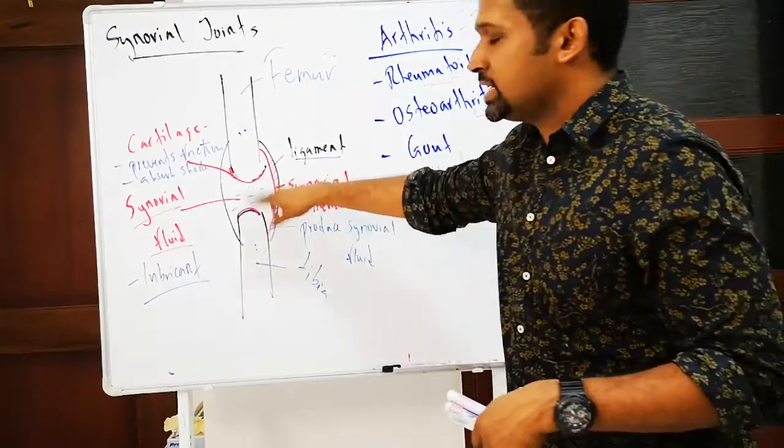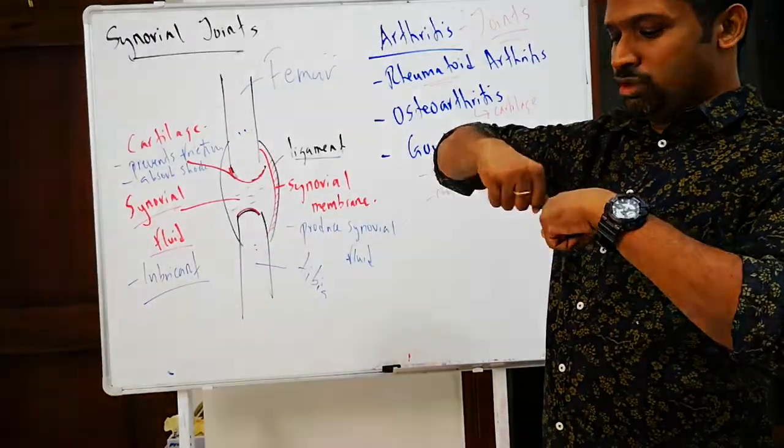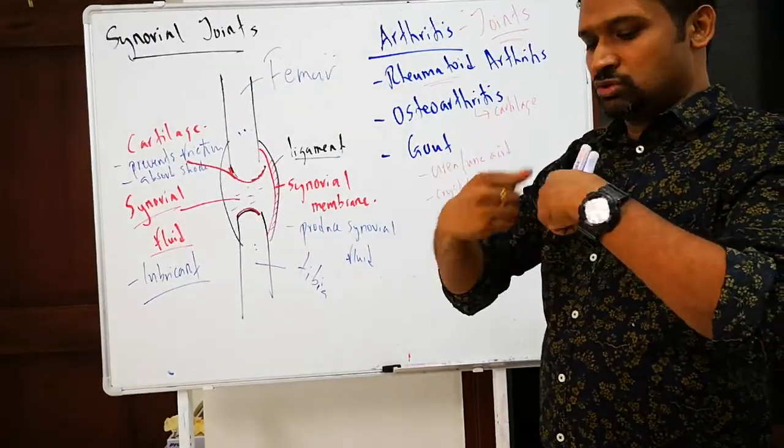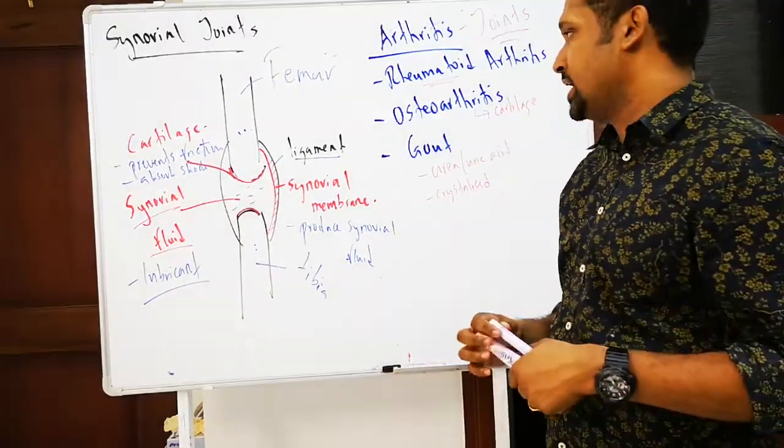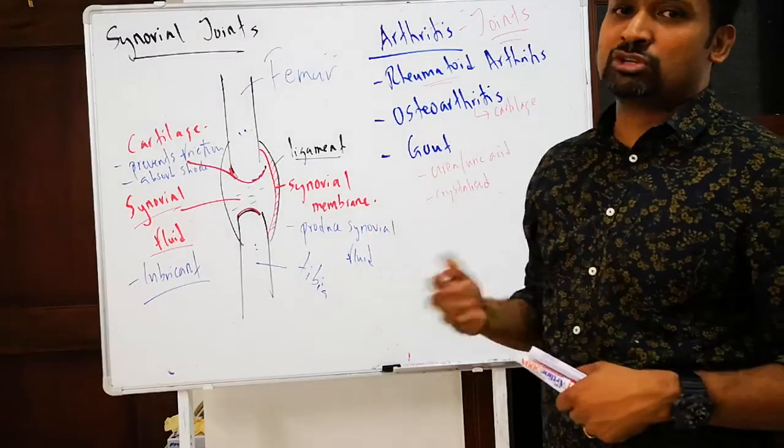Gout is when there is uric acid at the joints. So when we have uric acid, the joints become crystallized, so there is friction between the joints. That is okay. Okay, other than that, check back also, guys.